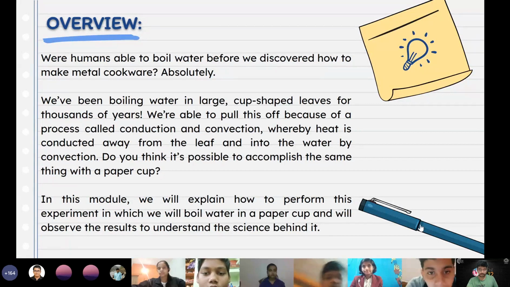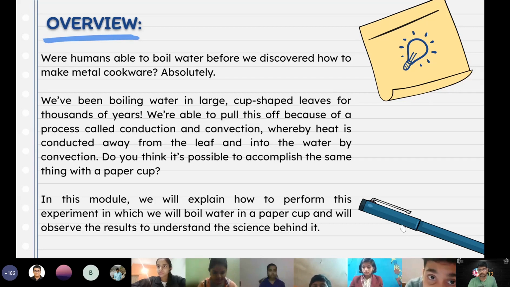Yeah, thank you. So, overview. So the topic why we chose. So this is the overview of heat transfer in a nutshell. Were humans able to boil water before we discovered how to make metal cookware? Well, absolutely yes. We have been boiling water in large cup-shaped leaves for thousands of years. We are able to pull this off because of a process called conduction and convection, whereby heat is conducted away from the leaf and into the water by convection. We'll be knowing about conduction and convection in some more time.